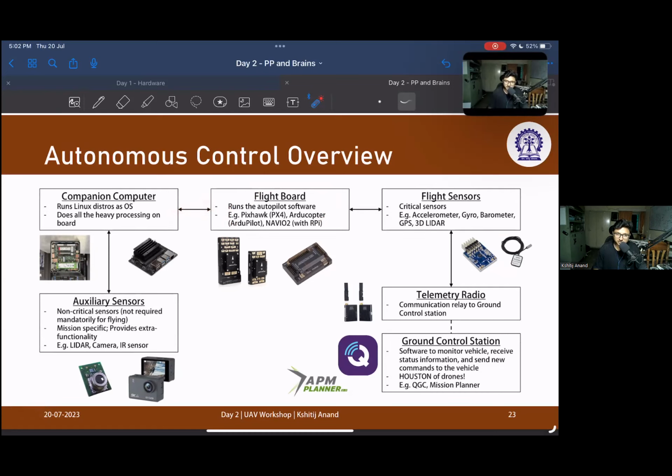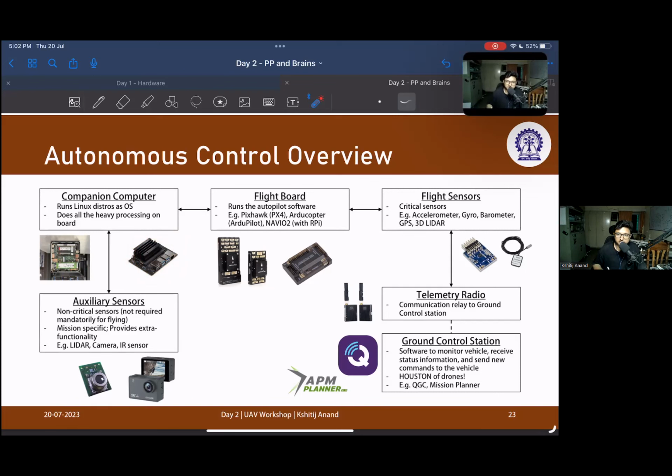This flight board can communicate with the companion computer. A companion computer is a completely different thing. Basically this is an Intel NUC, this is a Jetson Nano. These run Linux as their OS. They are full operating computers, just like you have a Linux PC or a Windows PC, and they are meant to do the extra processing that you need to do.